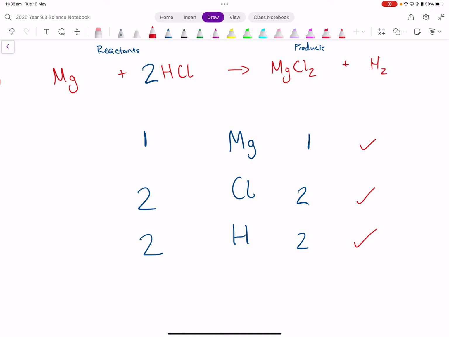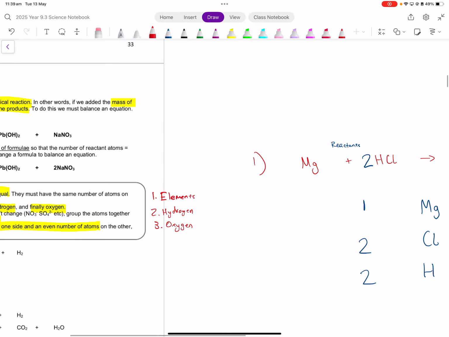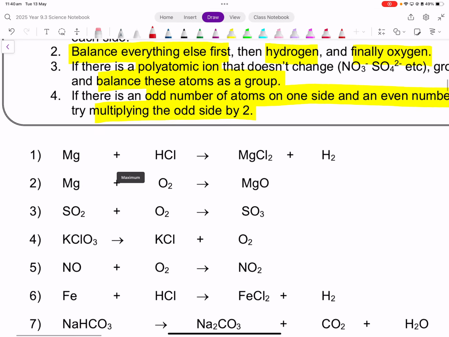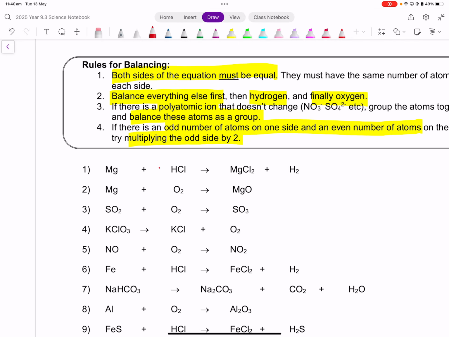So here's what you're going to get 2 marks for in a test. You do this on your whiteboard. You don't do this on your test paper. Okay? And then when you get to your test, all that you need to do is write out that equation. And the only thing that we did here was we put a 2 out the front of HCl. Congratulations, you've just got yourself 2 marks for that.